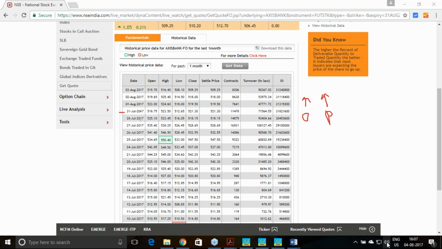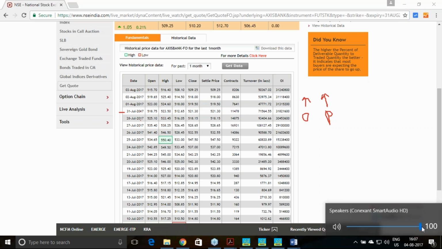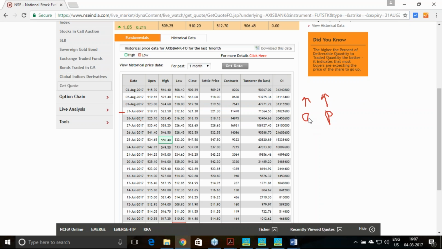So what is this translated into? Can anyone tell me, once the price moves up along with the rise in the open interest, with rise in the price, is it a bullish trend or a bearish trend as per open interest analysis? As per open interest analysis, it is a long build up or the price has not decreased.